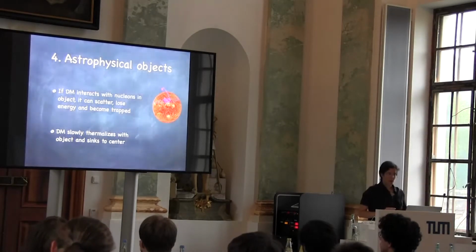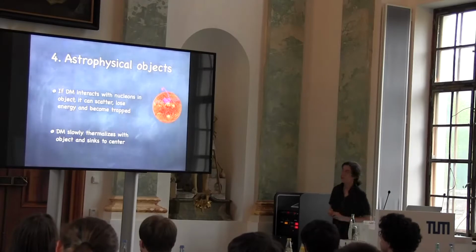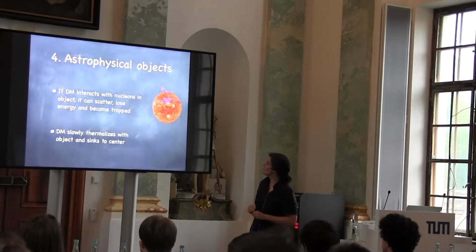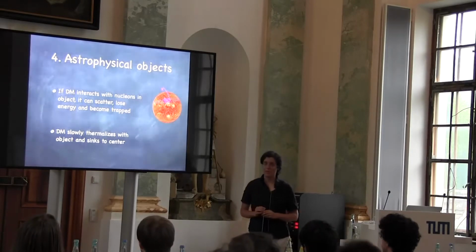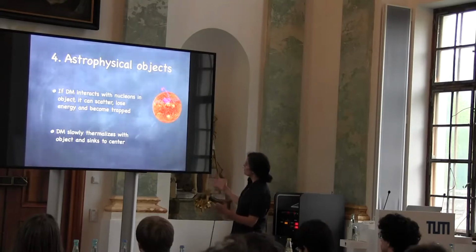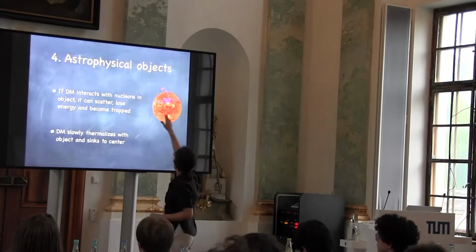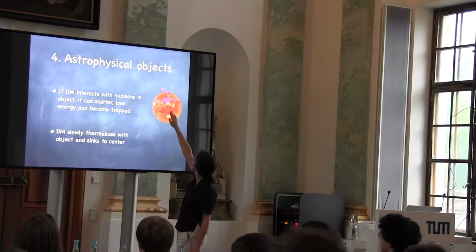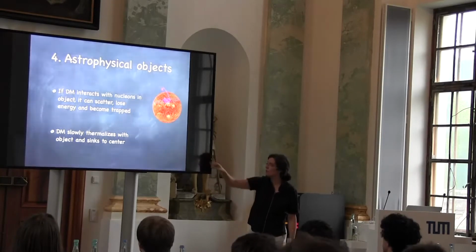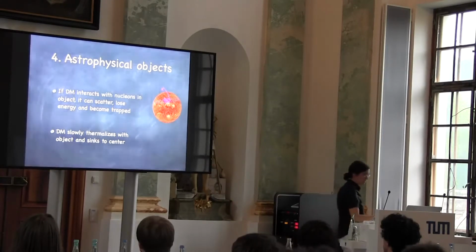Fourth one, astrophysical objects. We know that dark matter can be captured within astrophysical objects. The capture tends to be more effective the more dense the object is. For example, neutron stars tend to be very effective at trapping dark matter within them. And once you capture dark matter inside one of these objects, it tends to thermalize in the object and then sink to the center.